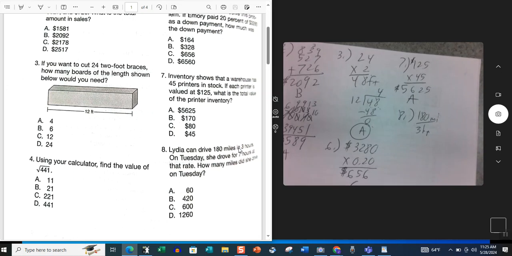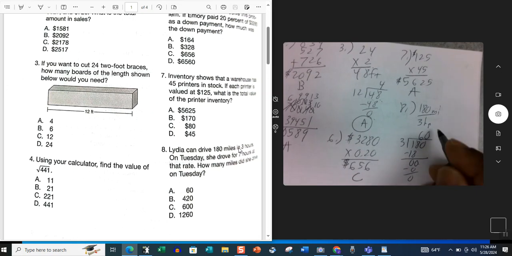180 divided by 3, we could write out 3 into 180. 3 goes into 1 0 times, 3 goes into 18 6 times. 6 times 3 is 18. We have 0. We bring down this 0. 3 goes into 0 0 times. So we have 60. So that means she drives 60 miles for every 1 hour.